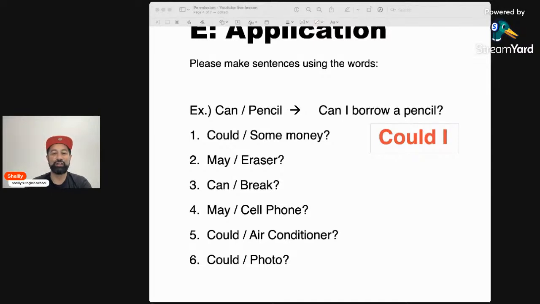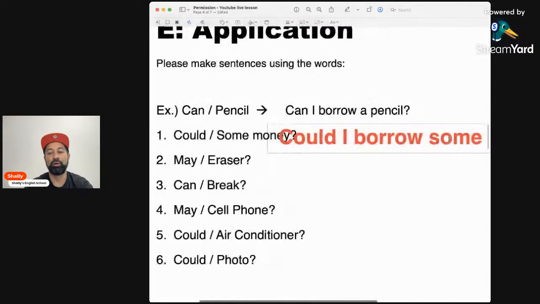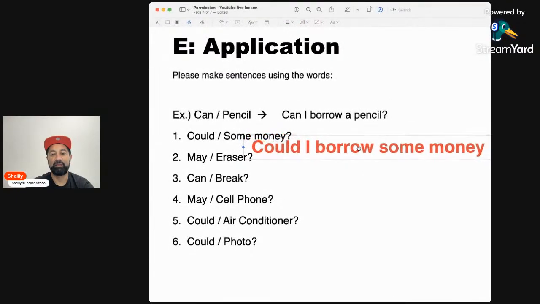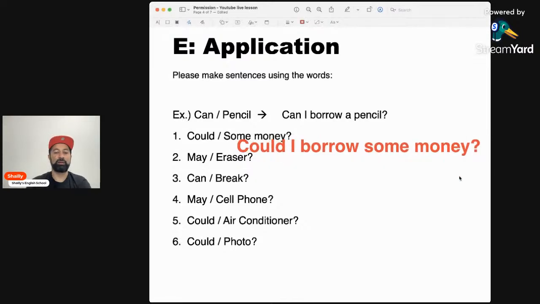Z and N, could I borrow some money? That is a perfect answer. All right, so could I borrow some money? And of course, I don't forget the question mark there. Excellent, very good. You know, a lot of times if you want something, borrow is going to be a great verb to use.